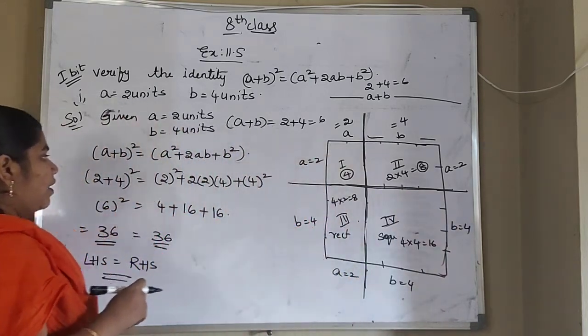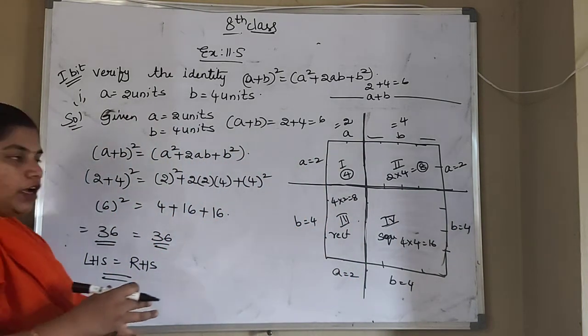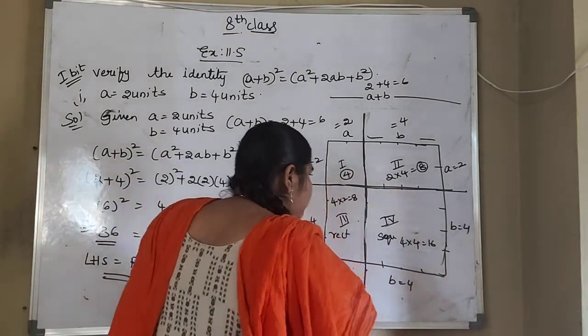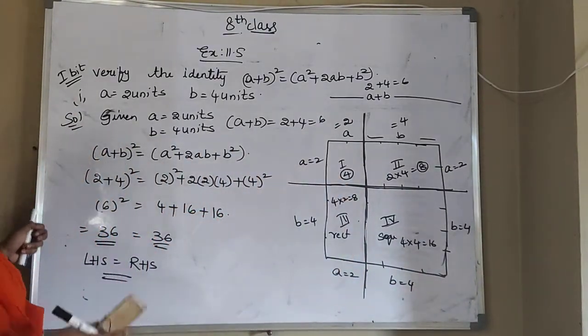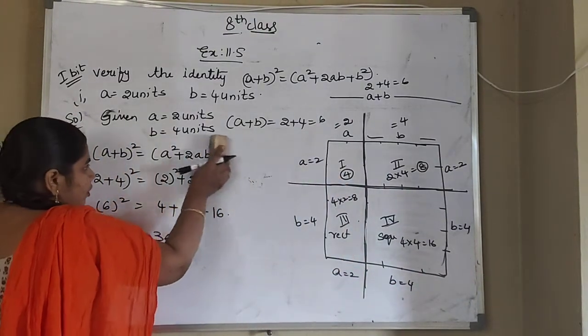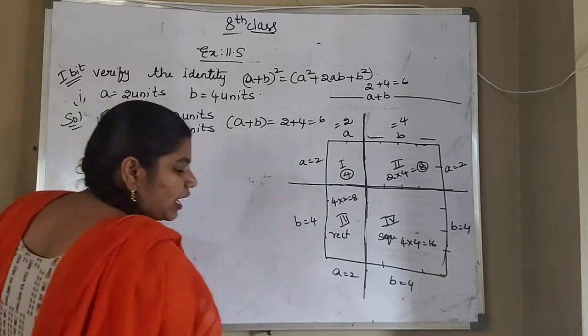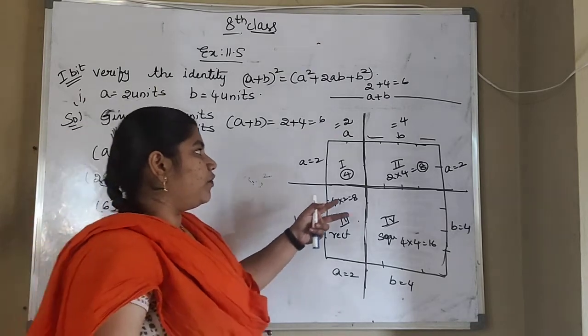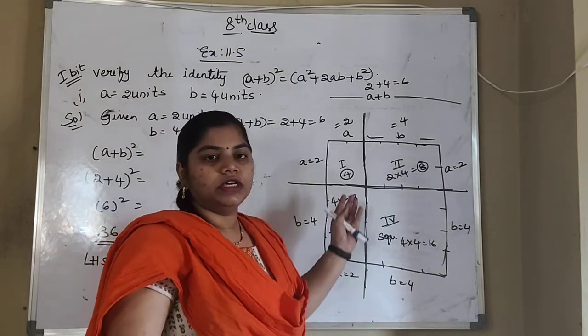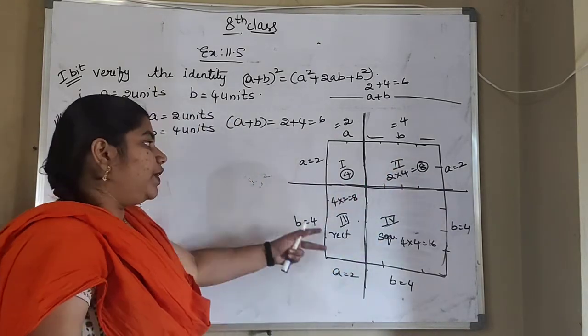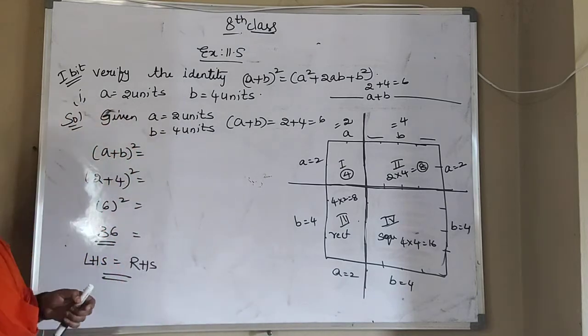Now this one we have to do in the form of verification. So instead of writing like this, instead of proving like this for RHS, we will prove in the form of first figure, second figure, third figure and fourth figure. Whether you will get the correct answer or not, we will check.